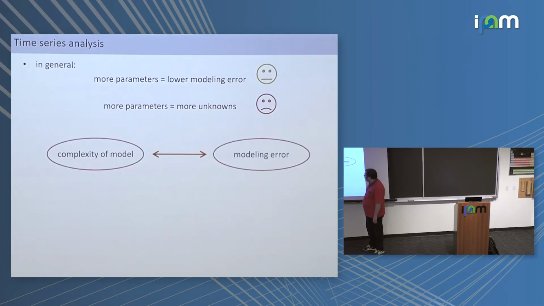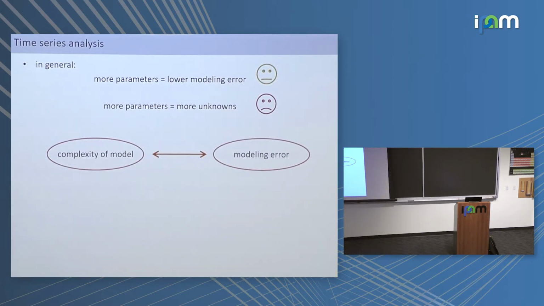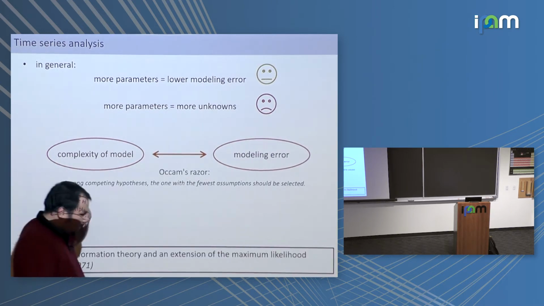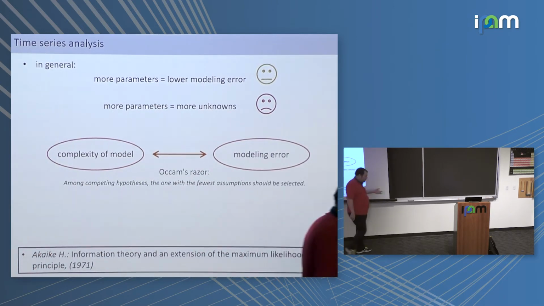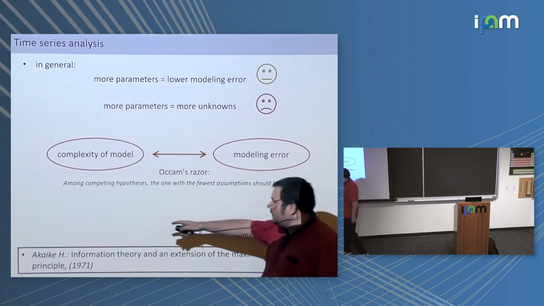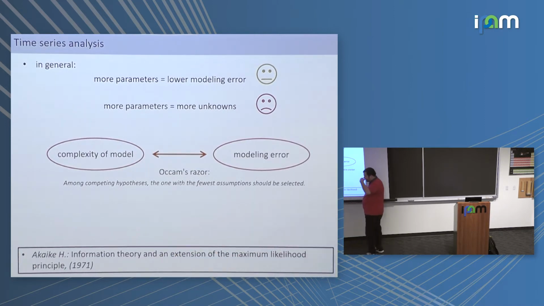So we have two things which we would like to minimize. We would like to minimize the modeling error, but at the same time, we would like to have as simple a model as possible. So we would like to follow something which is called Occam's razor principle.